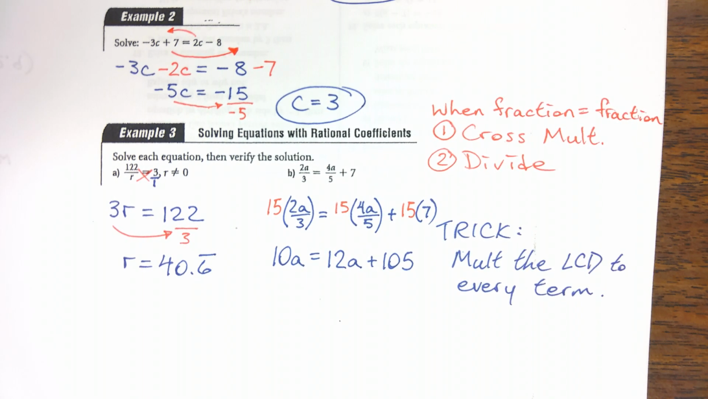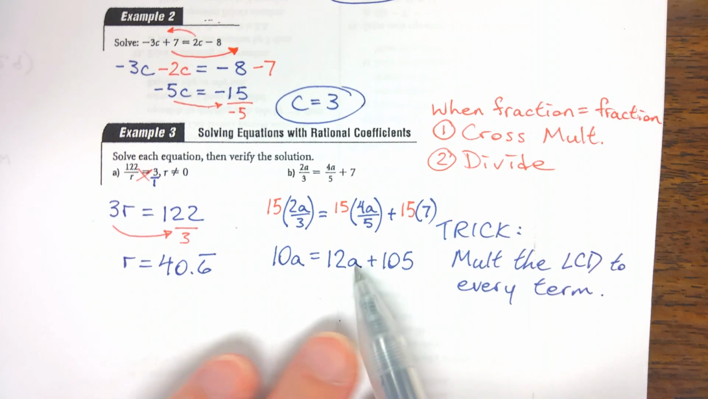Alright, so even though you see fractions, it doesn't mean it's, oh no, I don't know what to do anymore. I hate fractions. You just have to do one extra step, which is multiply through. That's a trick. Okay, and now you solve it as usual.